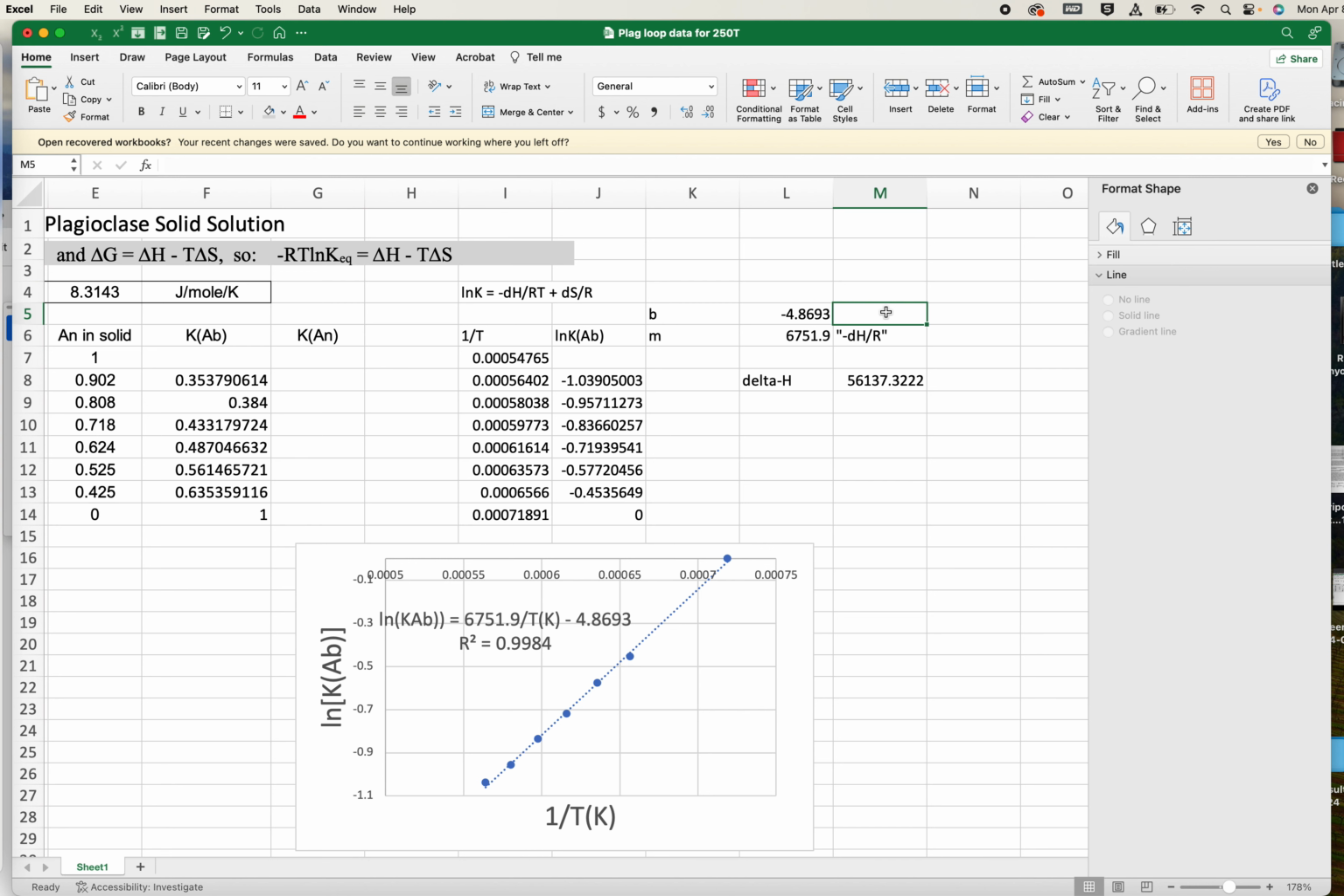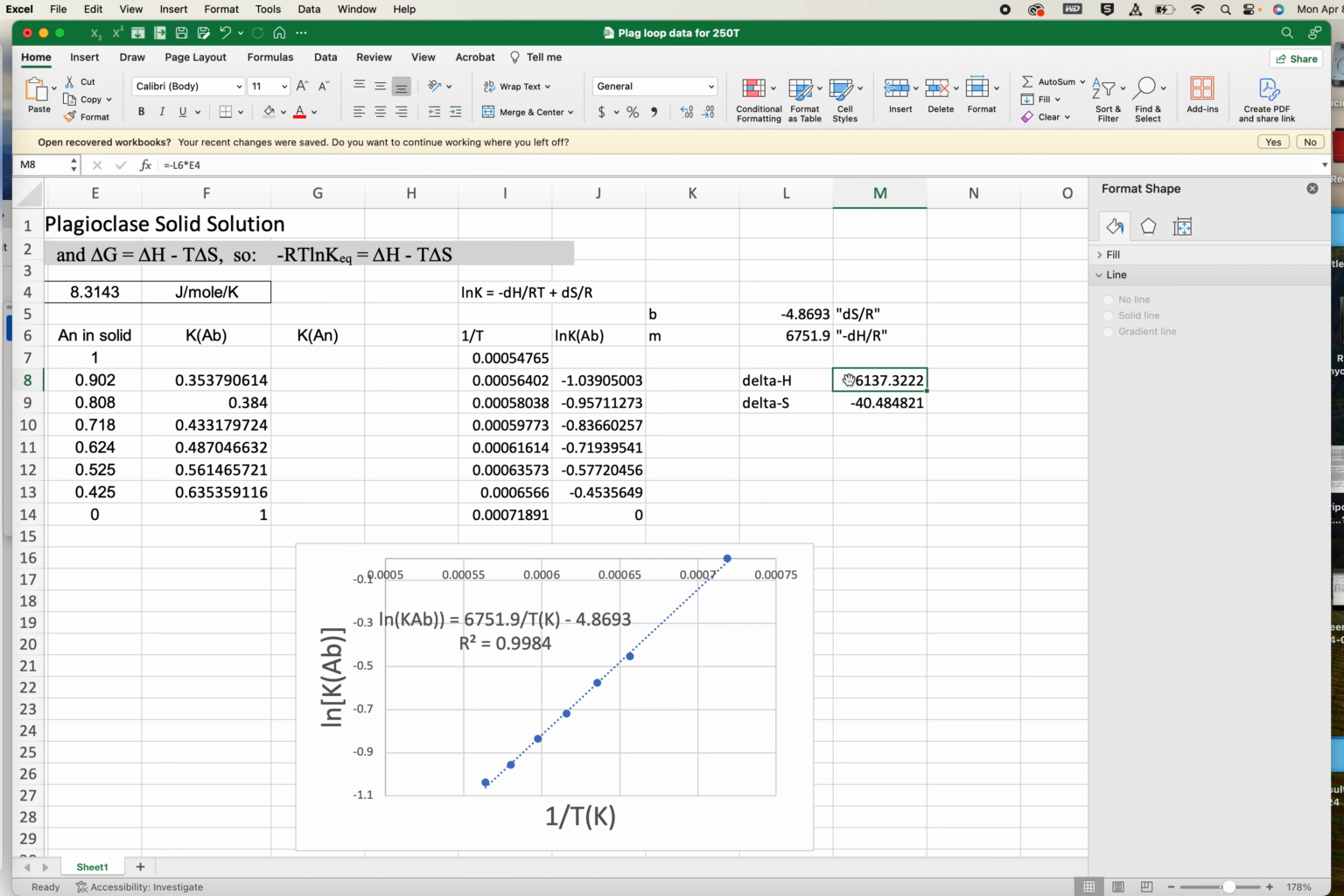And by the same token, if this is equal to dS over R, then we can calculate the delta S by simply taking the slope and multiplying it by the value of R. And did I lose a minus sign? No. Right. Oh, yes, I did. So we have a minus value out here. So we need to put a minus value over here. So the delta H has this value.